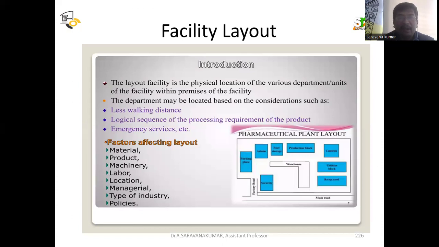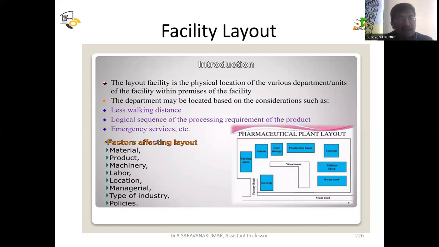It's a very important heading, facility layout. Layout is nothing but a plan. Everyone knows if you're going to construct a building, you need a layout. In the same way, the layout is very, very important. The layout facility is the physical location of the various department units of the facility within the premises of the facility. The departments may be located based on considerations such as less walking distance, because it will be easily accessible by the customer, logical sequence of the processing requirement of the product, emergency service, etc.